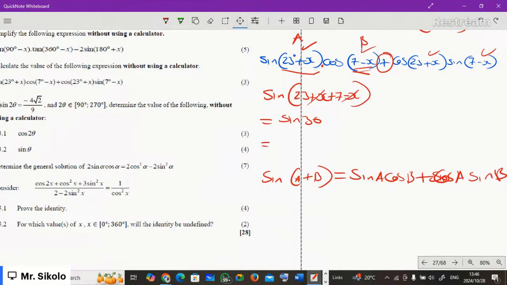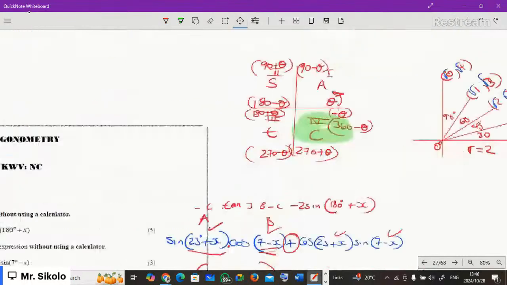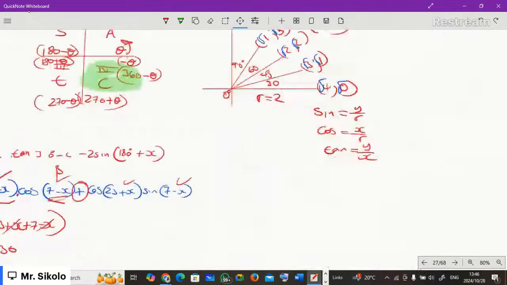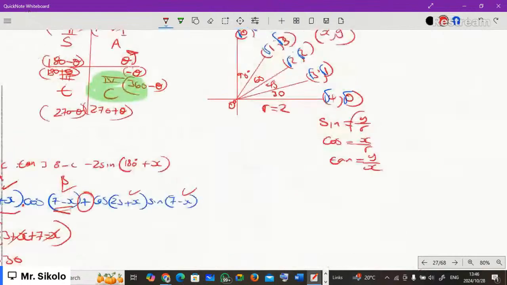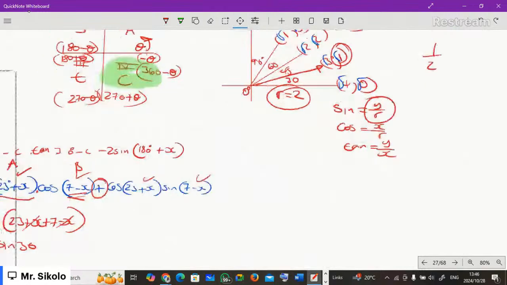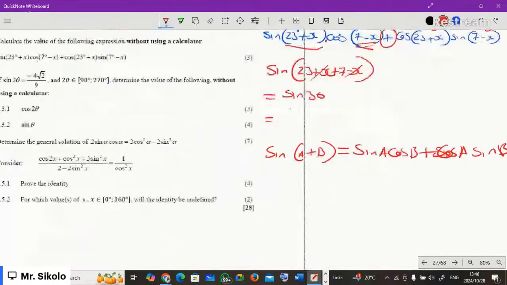You go back to your Venn diagram and check sine 30. Remember, sine is y over r, so sine 30 is 1 over r, and r is always equal to 2. Okay, so it is 1 over 2. That is 3 marks.